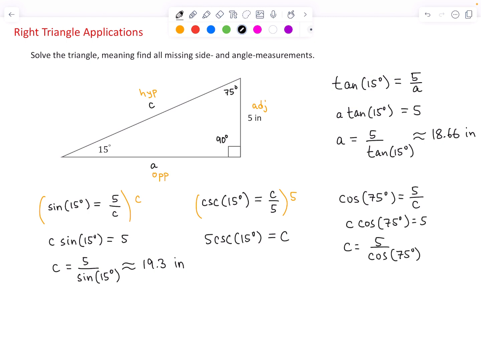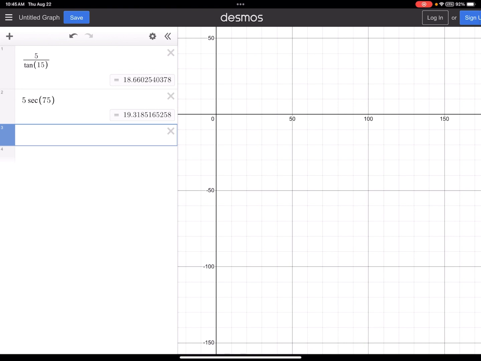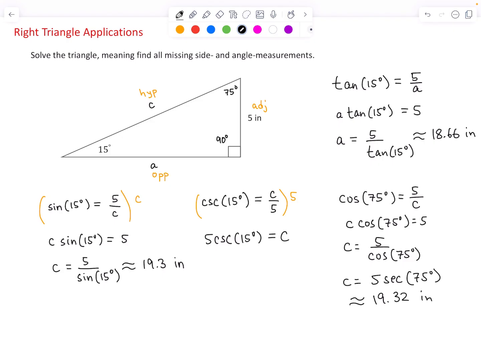Now keep in mind that the reciprocal of cosine is secant. So 1 over cosine of 75 degrees is the same thing as secant of 75 degrees. So I could freely just change this to 5 times the secant of 75 degrees, and then reach for a calculator. Again, make sure that you are in degree mode, and 5 times the secant of 75 degrees is about 19.3, or if I wanted to round to the 100th, 19.32. Notice that confirms what we got over here. Let's go ahead and change this to 19.32 as well.